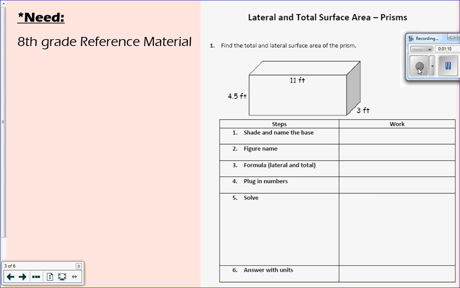All right. So what's nice is you have 2 options. You can use the formula, or you can find the surface area of the net of this solid. You can use the net or the formula. All right, so let's get started. We are going to find the total and lateral surface area of this prism. If you look at your formula, there are some letters there we may not know what they mean, and they don't tell us what they mean on the reference material.